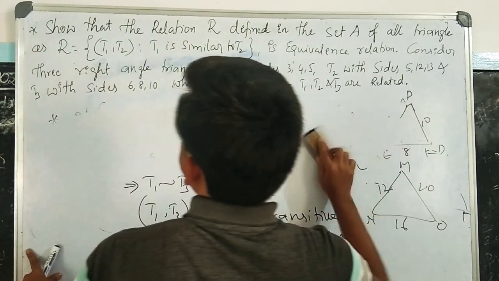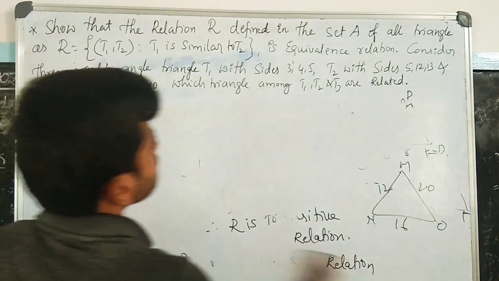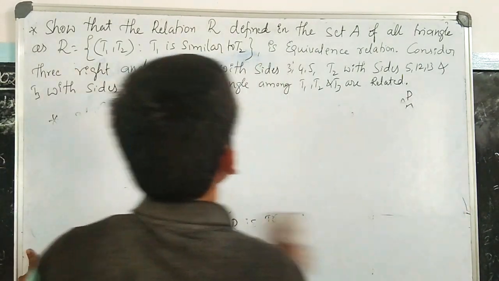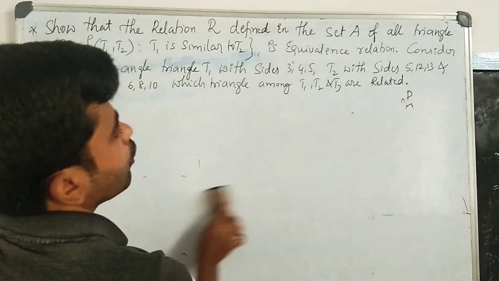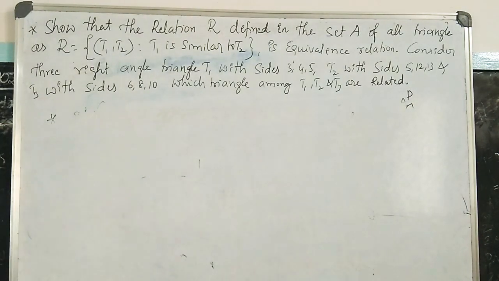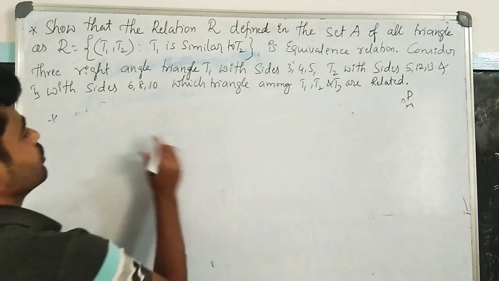Consider the three triangles. T1 with the sides 3, 4, 5, T2 with the sides 5, 12, 13, and T3 with the sides 6, 8, 10.